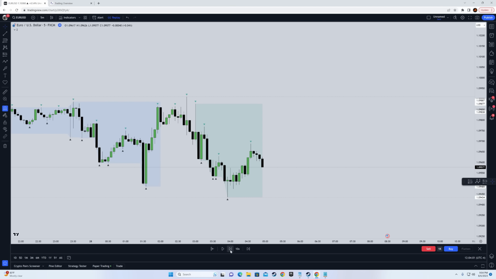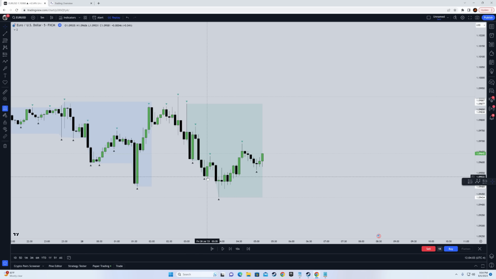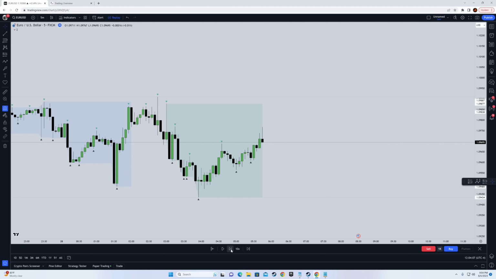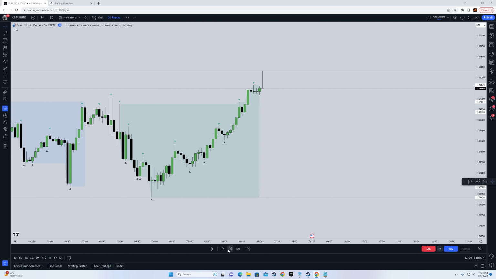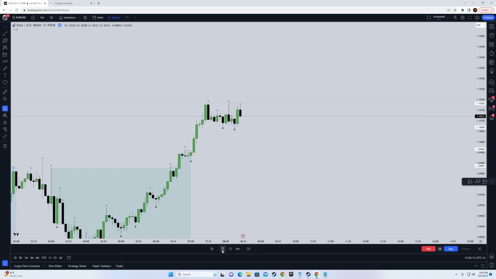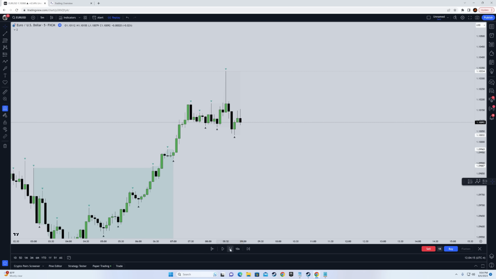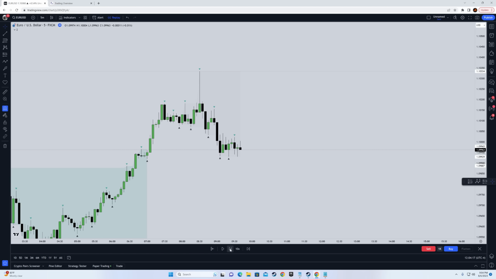Okay, what do we have here? Okay, this structure was very small, so I wouldn't take it, although it was a winner. But I'm not gonna lie to you and say, okay, I would have taken this. I want to be as transparent as possible with you guys.